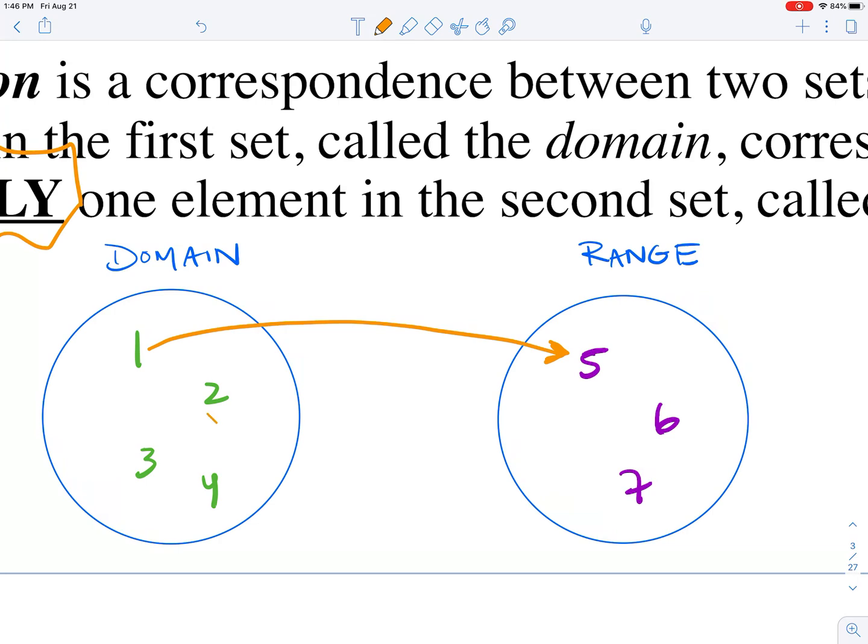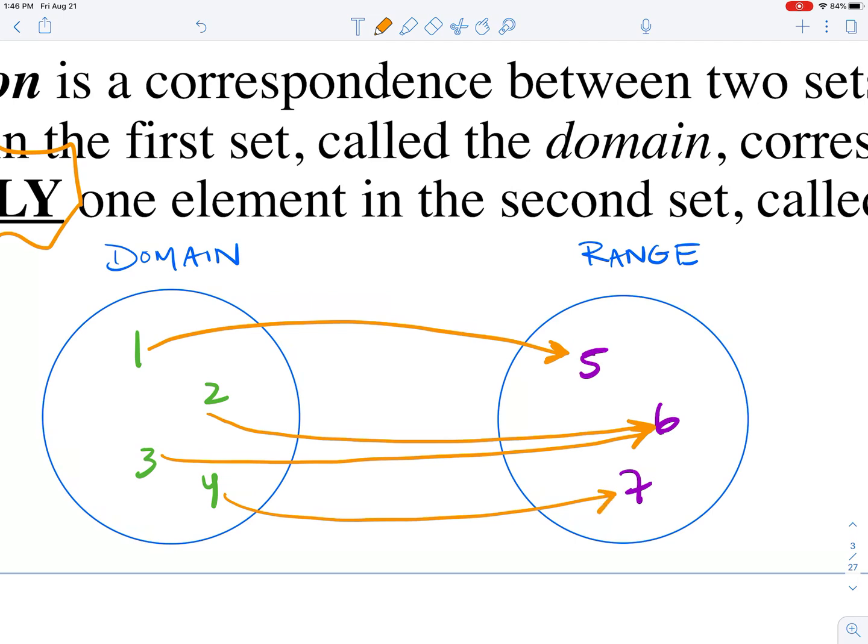2, how about 2 maps to 6? And how about the number 3 will also map to 6? That's okay. The input of 2 maps to exactly one element in the range, which is 6. And then the number 3, which is an element in the domain, maps to exactly one element in the range. That's fine. And then let's say 4 maps to 7. So each element in the domain ends up mapping to exactly one element in the range. So this picture would represent a function.